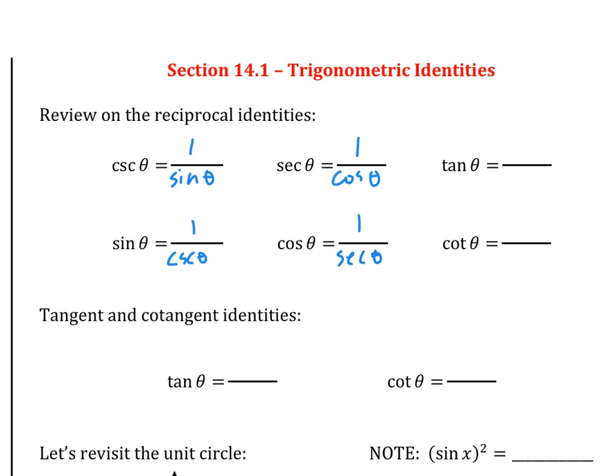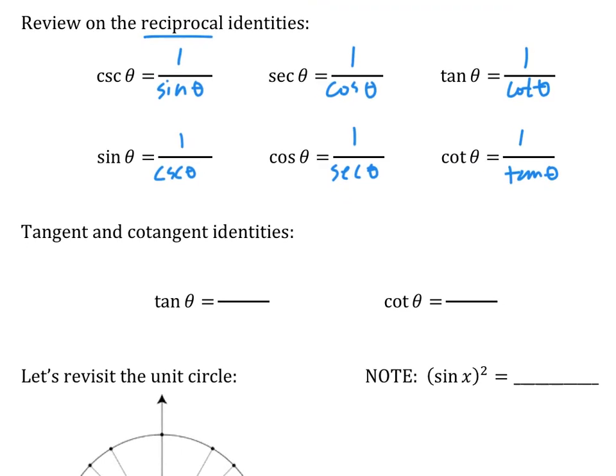And if you think about the reciprocal identities, that's what we're doing right now, then tangent is another way of saying 1 over cotangent, and cotangent is 1 over tangent. Now you probably remember that tangent and cotangent have another definition. Tangent is sine over cosine, and cotangent is cosine over sine.